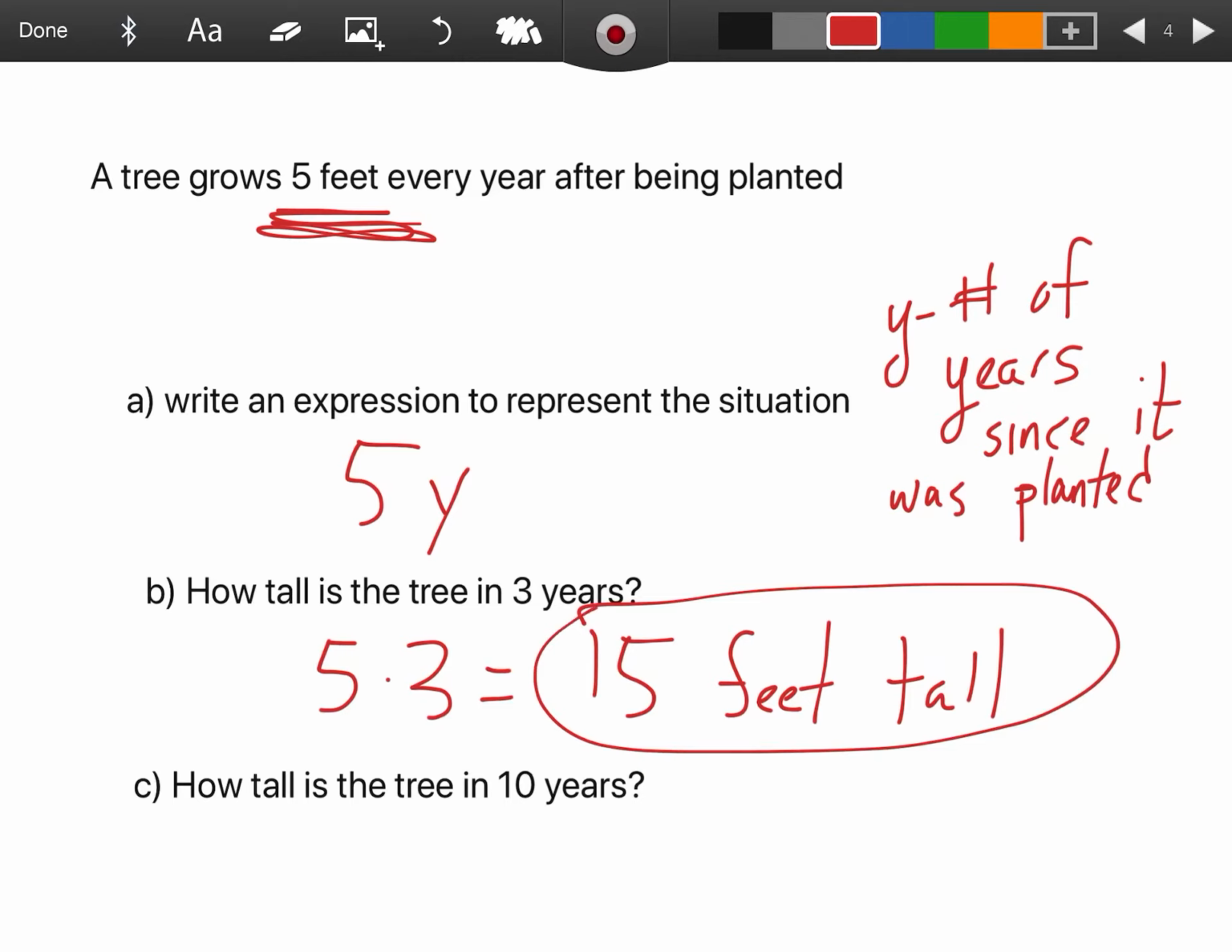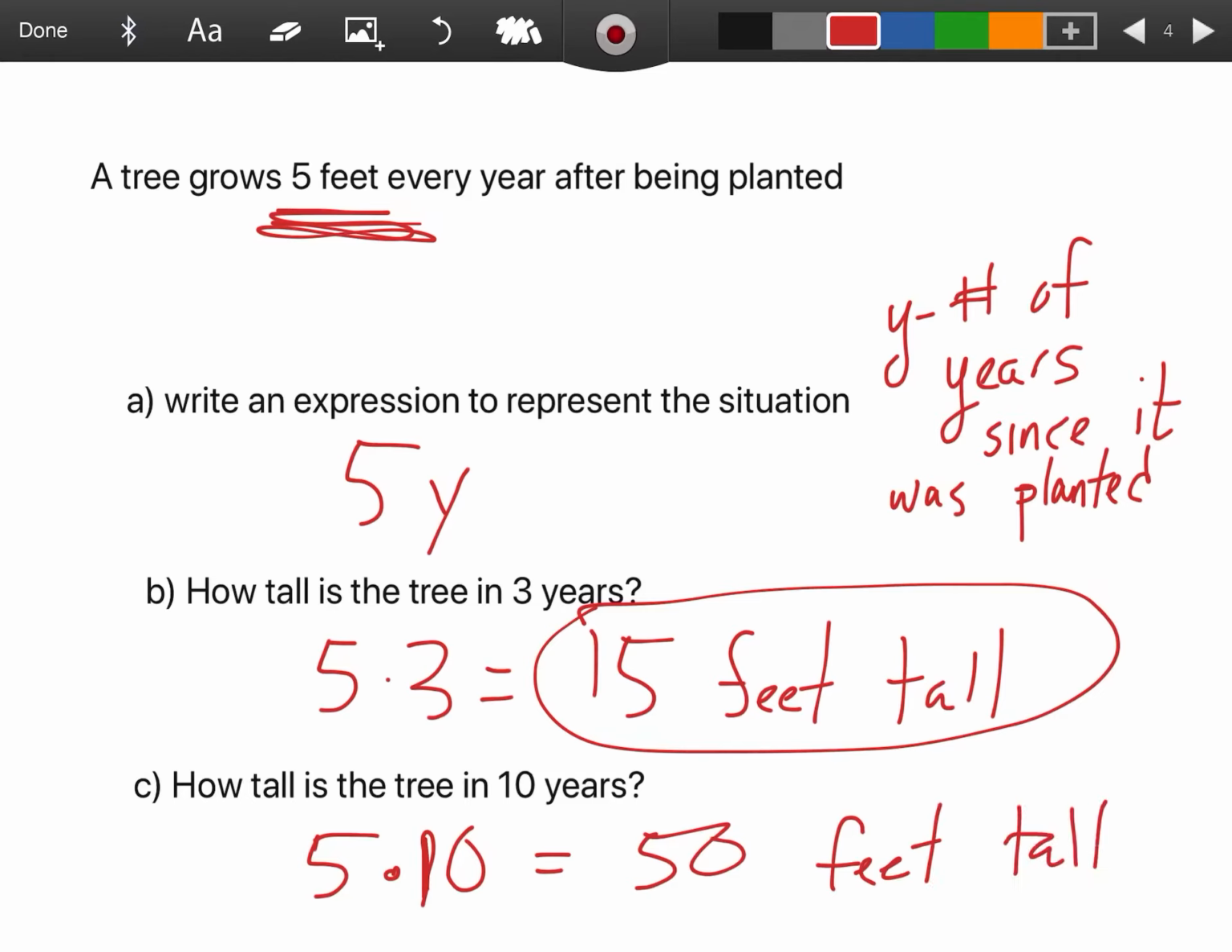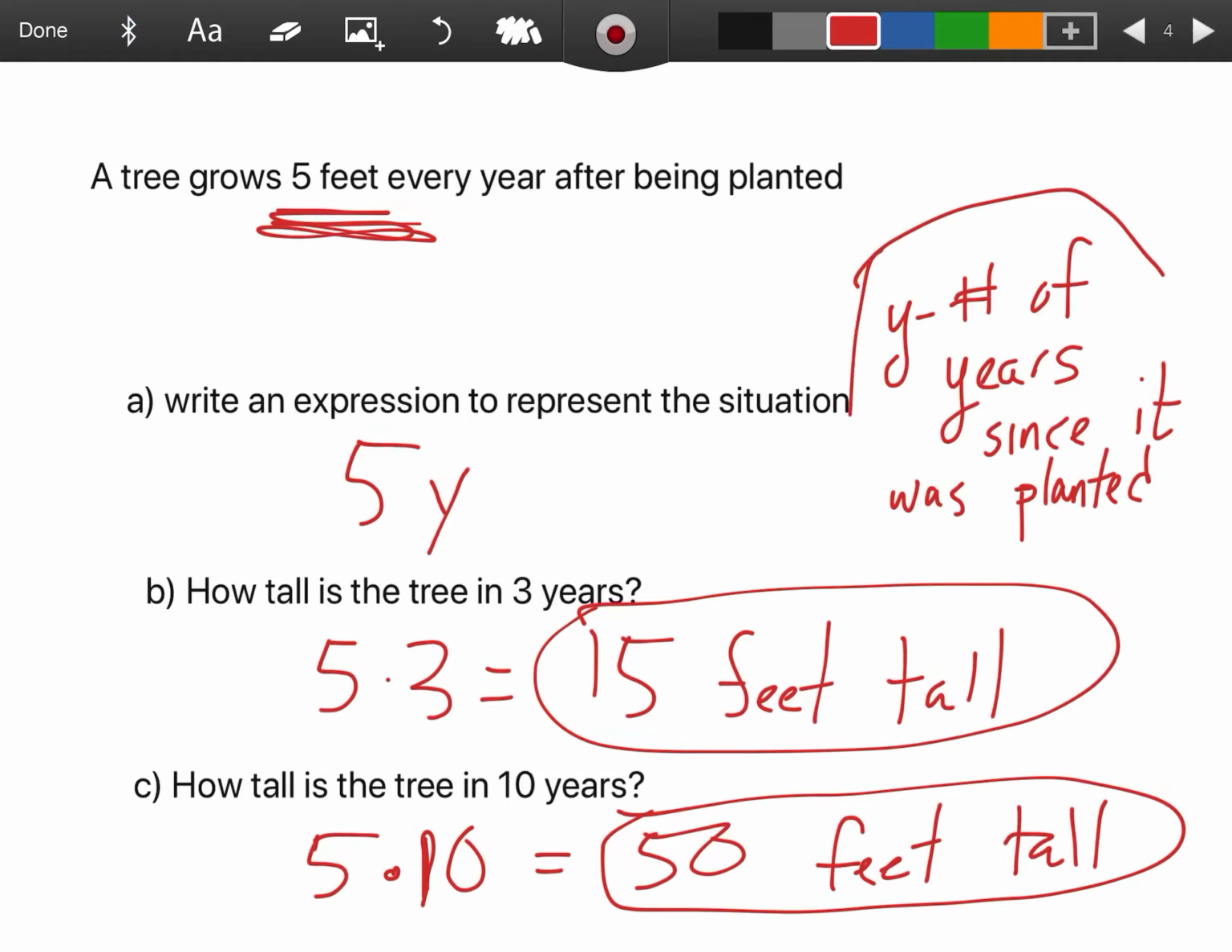And then how tall is the tree in 10 years? That's when y is equal to 10, so it'll be 5 times 10, which gives me 50 feet tall. All right, so we are just using the variable y to represent some number, and that number is the number of years since this tree was planted.